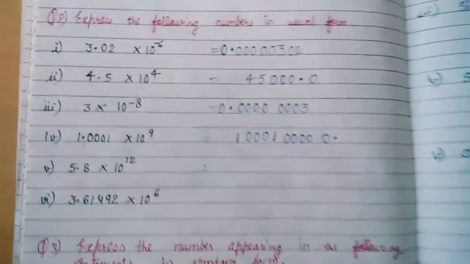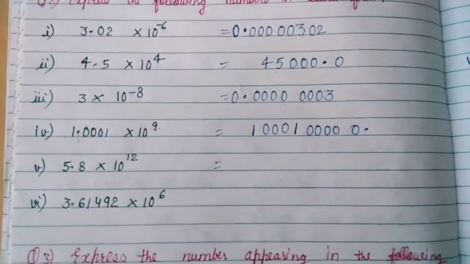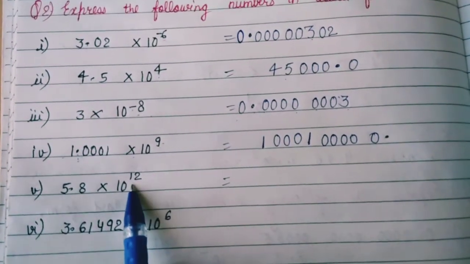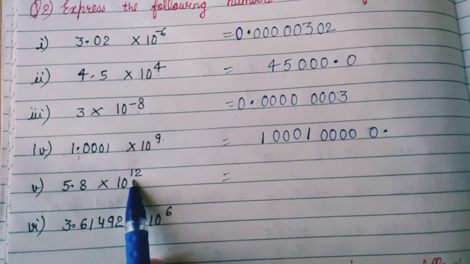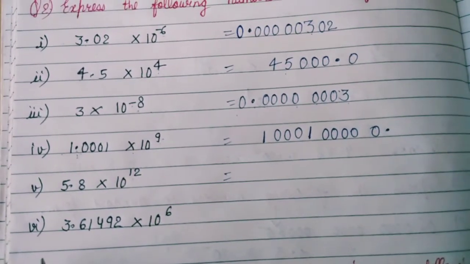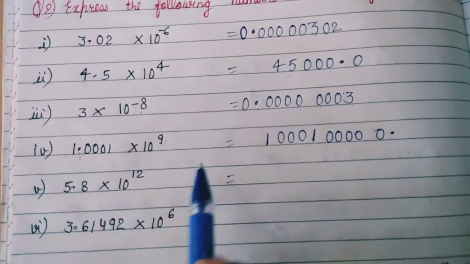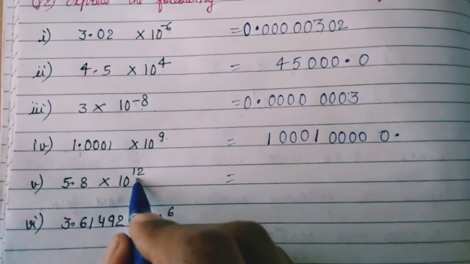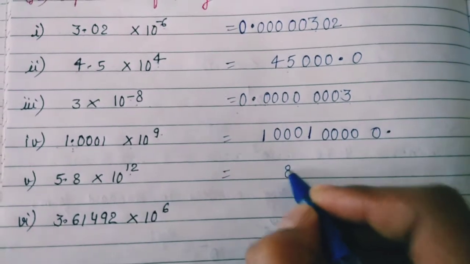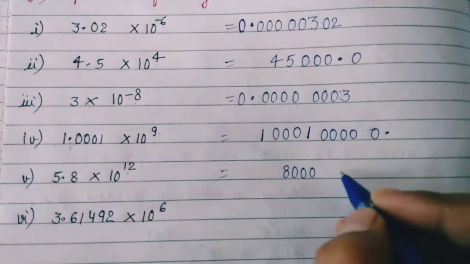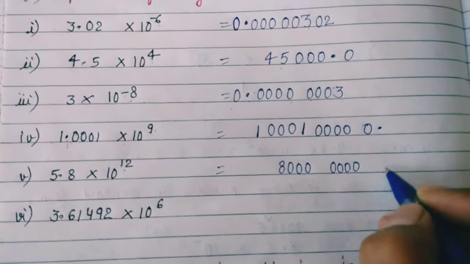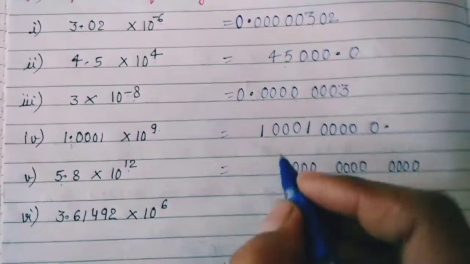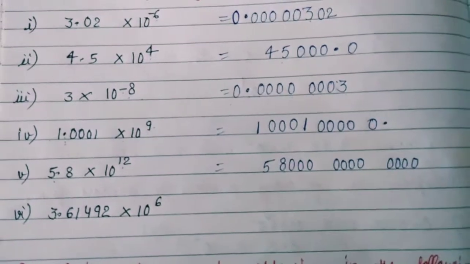Now we have 5.8 multiplied by 10 raised to the power 12. This positive 12 came when we shifted our decimal in the left direction. So opposite of left is right. तो अब हम कहाँ शिफ्ट करेंगे? राइट में. कितनी प्लेसेस? 12 प्लेसेस. So 8 is the 1, 2, 3, 4, 5, 6, 7, 8, 9, 10, 11, 12. And in front of 8, what was the number? 5, which is the answer.